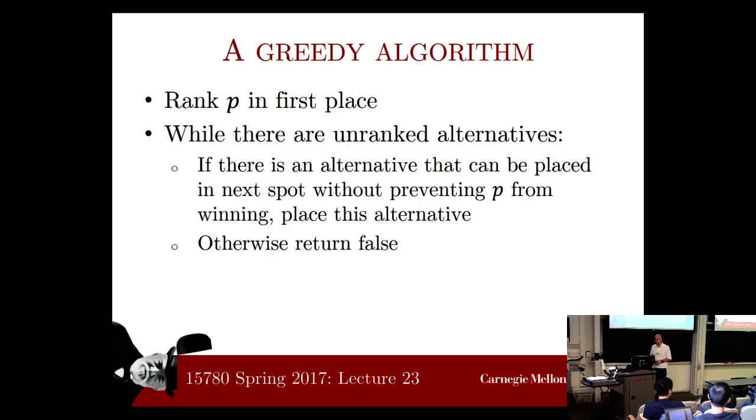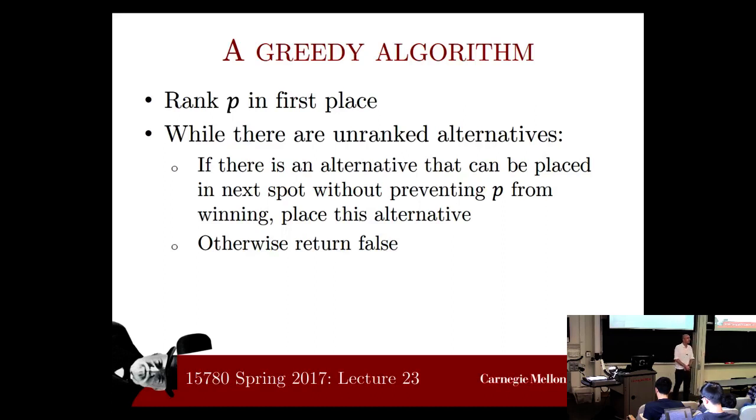So notice that if this algorithm says, yes, there is a manipulation, it's always right, because it's constructive. It was able to make P win by constructing a ranking. If it says no, it might make a mistake because it's greedy. Right? It could be the case that it just tried this order, but maybe a different order would have worked, and it got stuck because of being greedy.